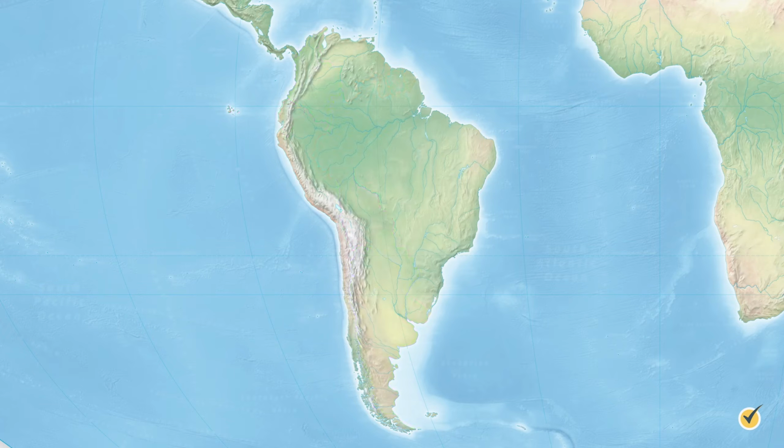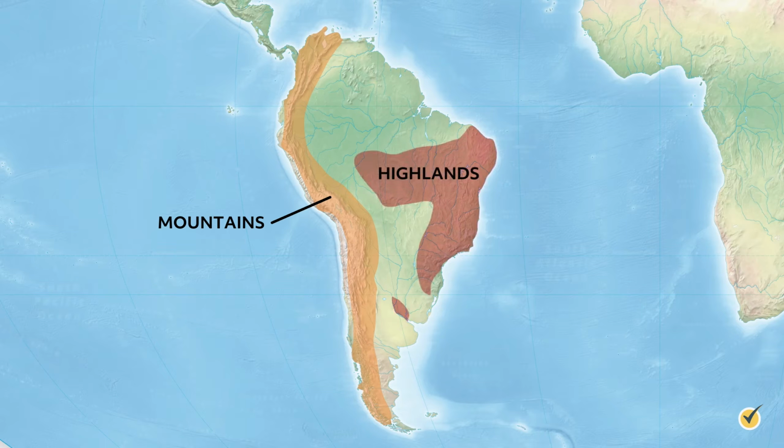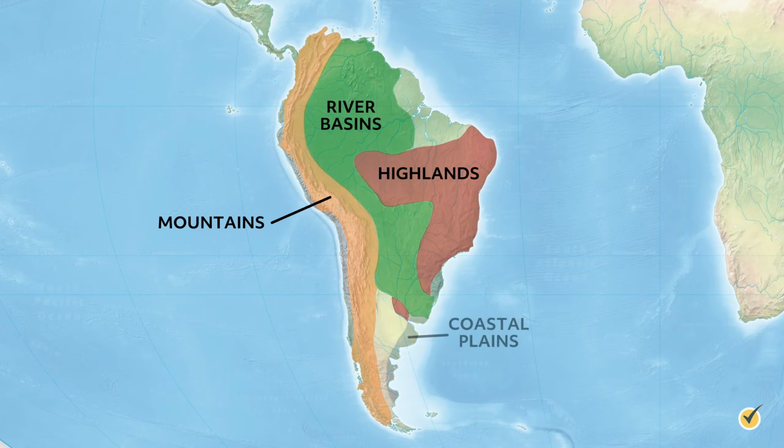Due to climate here ranging from equatorial to tundra and everything in between, South America can be divided into 4 main landforms: mountains, highlands, river basins, and coastal plains. Mountains and coastal plains generally run in a north-south direction, while highlands and river basins generally run in an east-west direction, with extreme geographic variation contributing to the continent's large number of biomes.